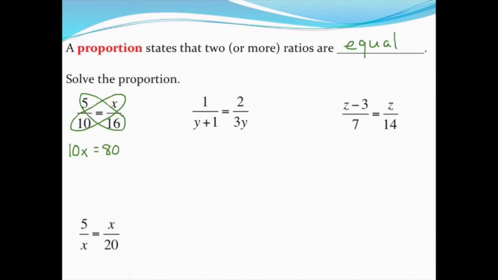So there's my equation, and it doesn't matter which way you cross multiply first. Dividing both sides by 10 gets me a final answer of 8 for the x value. So there's kind of an easy one. You've been doing those hopefully for years and years and years. Take a look at these next examples.